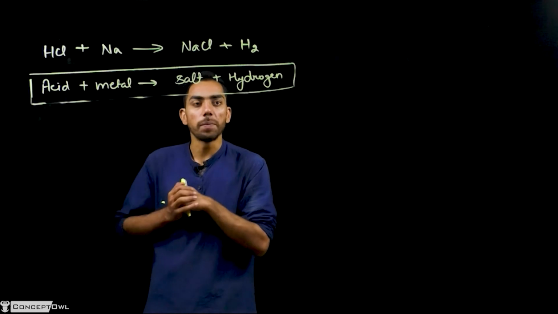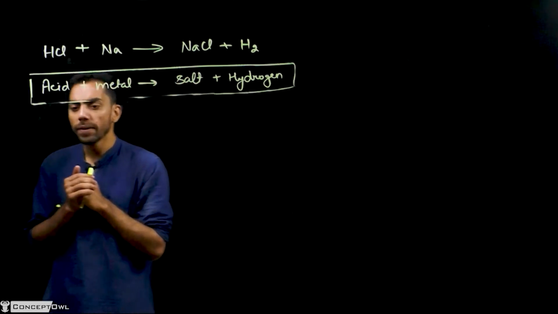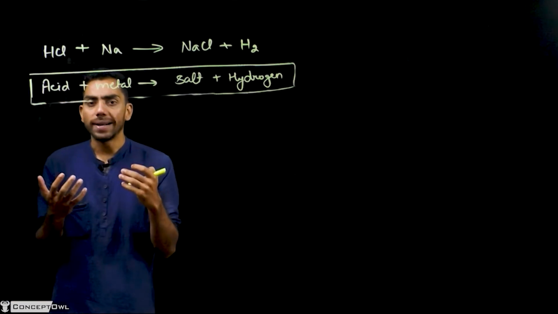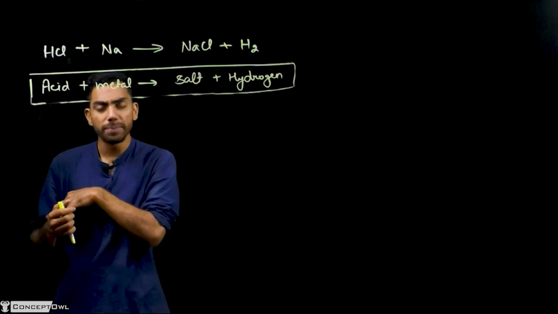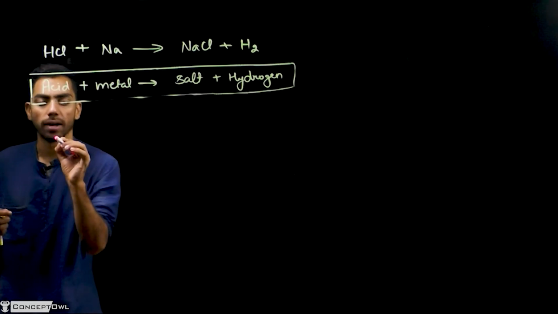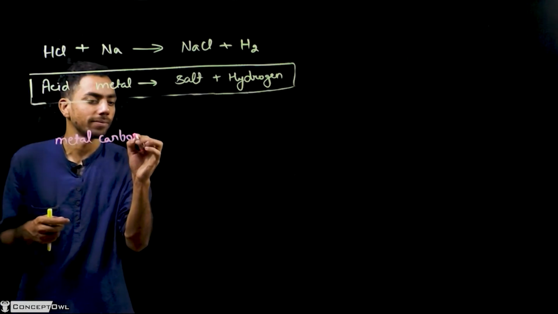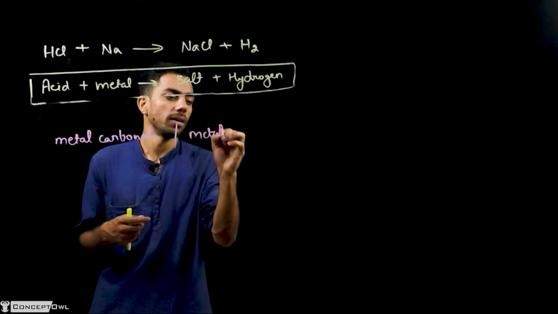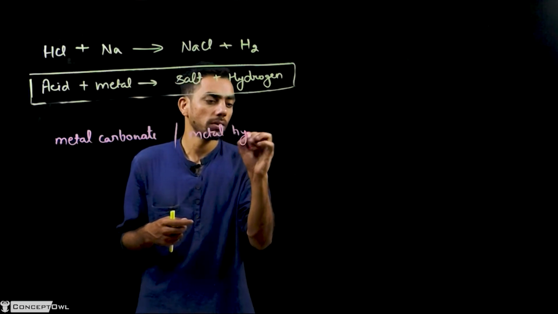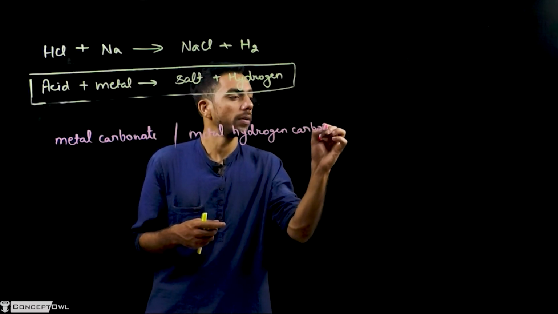Now let's see how we can prepare carbon dioxide. For that you need metal carbonates or hydrogen carbonates. What does it mean? Metal carbonates or metal hydrogen carbonates.